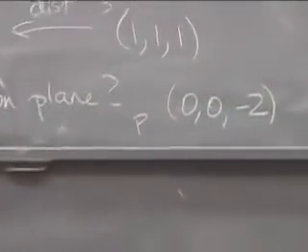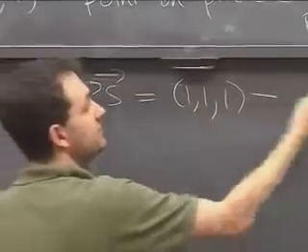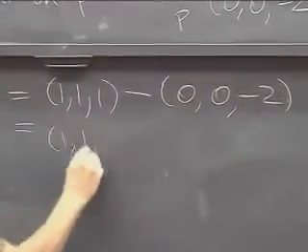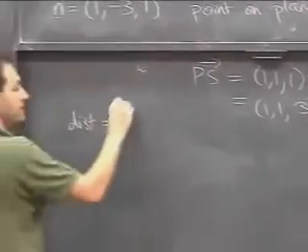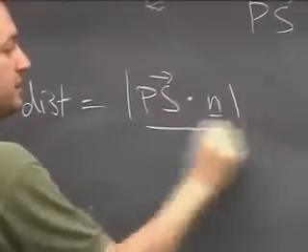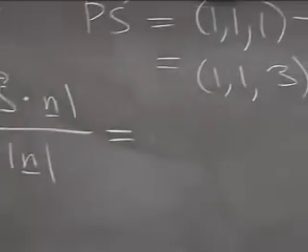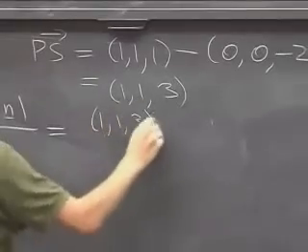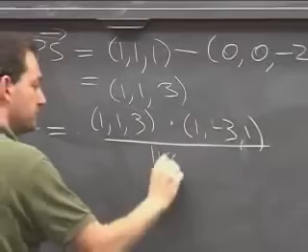So the vector P to S is equal to 1, 1, 1, that's the S coordinate, minus the initial coordinate, 0, 0, minus 2. So I get 1, 1, 3. So there's my PS. So the distance is equal to the absolute value of PS dot the normal over the length of the normal, which is 1, 1, 3 dot 1, minus 3, 1. Everything's 1s and 3s just by accident, over the length of the normal.